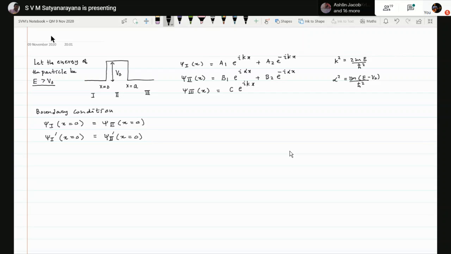Now when you go to x equal to a, you have psi 2 at x equal to a equal to psi 3 at x equal to a, and psi 2 prime at x equal to a is equal to psi 3 prime at x equal to a. So these are the 4 boundary conditions that I have.